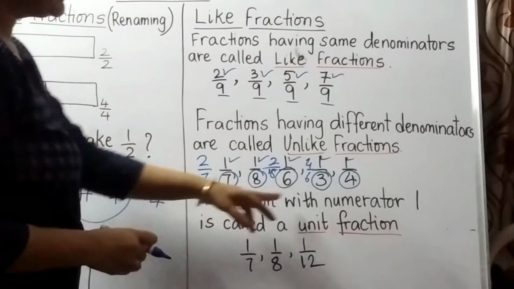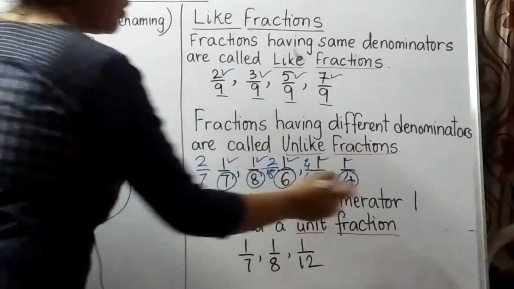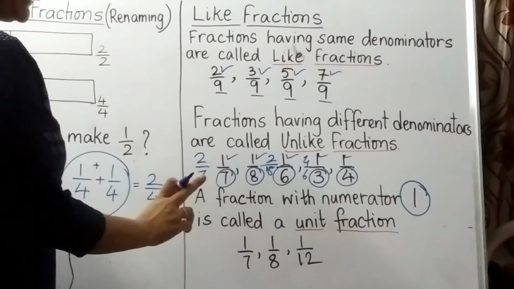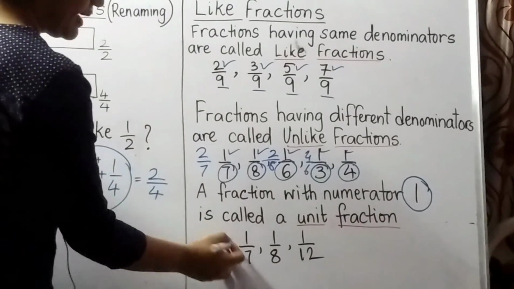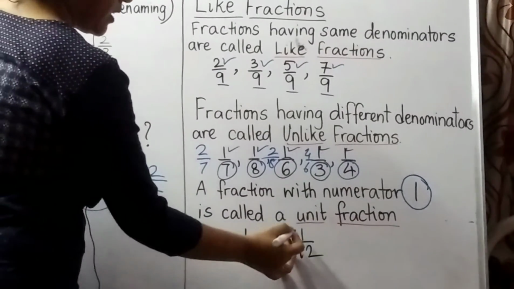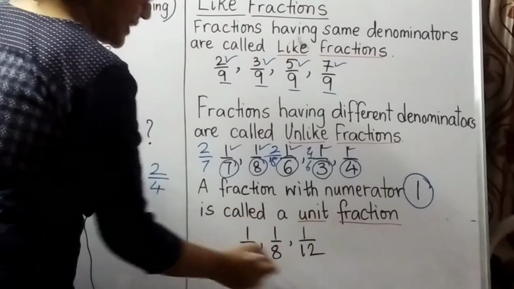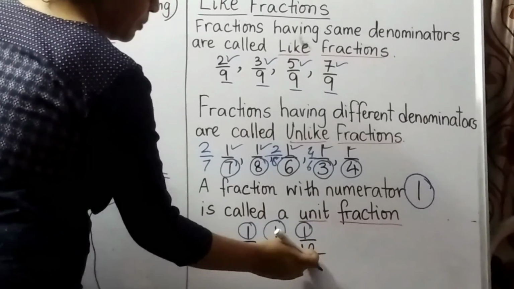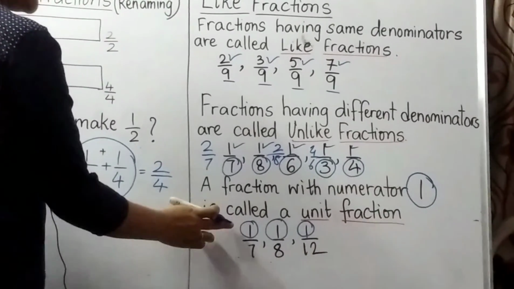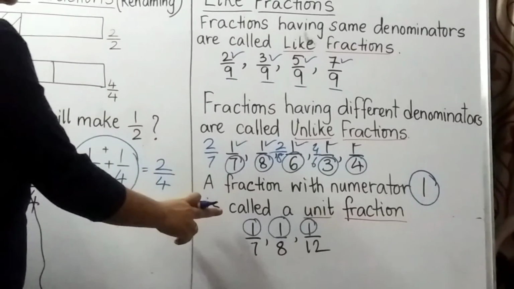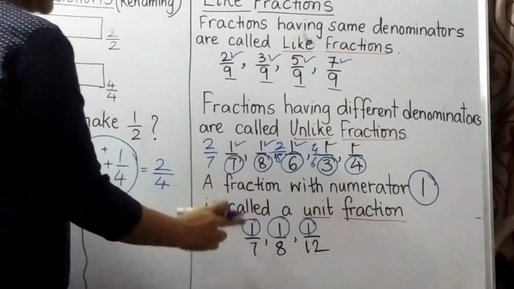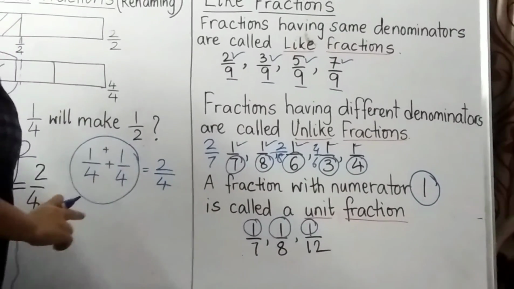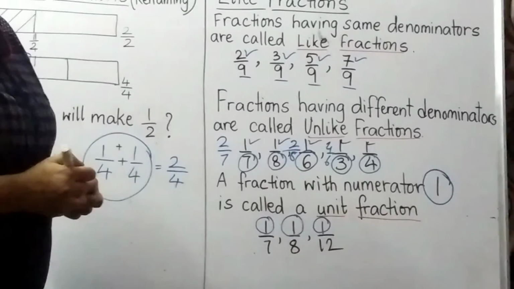Now the fraction with numerator 1. The fractions having the numerator as 1 are called unit fractions. That means 1 by 7, 1 by 8, 1 by 12. In all the cases, the numerators are 1. Denominators change, but the numerator is remaining the same. In this type of fractional numbers, the numerator will be kept as 1, and these types of fractions are known as unit fractions.